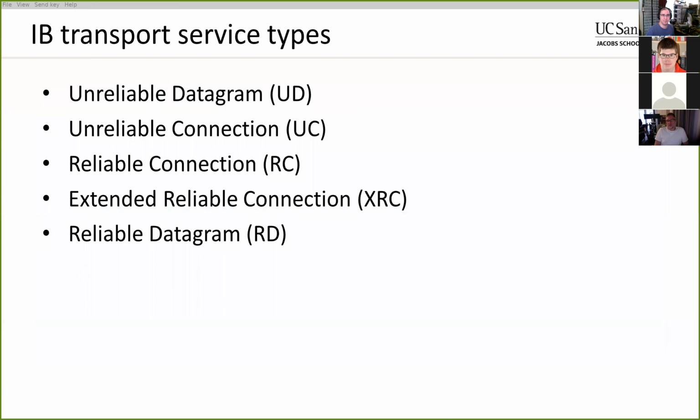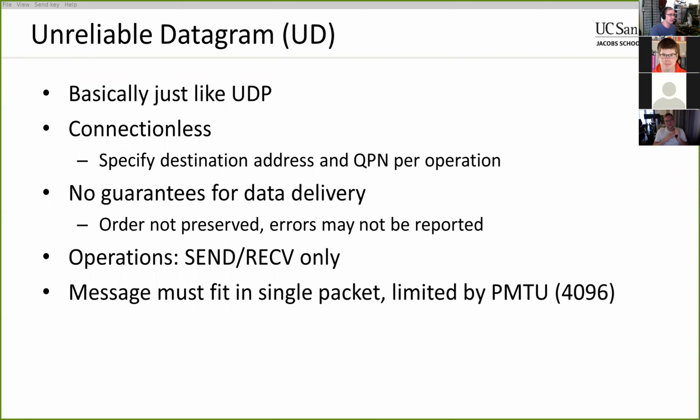All right, so moving on to InfiniBand transport service types. We discussed these very briefly last time. There are basically 5 of these: unreliable datagram, unreliable connection, reliable connection, extended reliable connection, and reliable datagram. I'm going to go over all of these at a high level over the next couple of slides. All right, so the first transport service type is unreliable datagram.